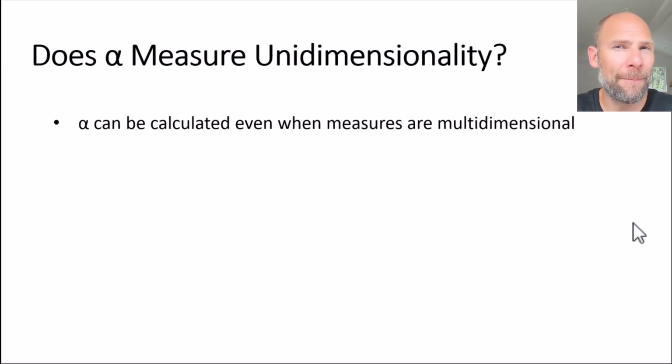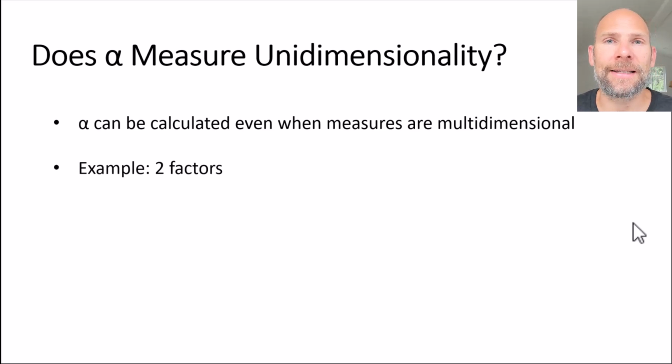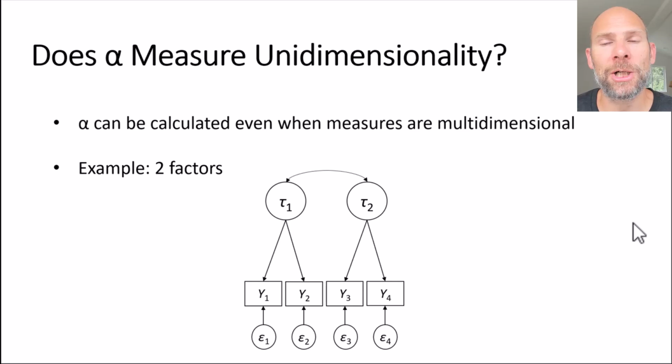To understand that better, let's take a look at an example where we have 2 factors, meaning a multidimensional structure such that we need 2 factors or 2 true score variables, one for y1 and y2 and one for y3 and y4. Of course, this is a different data example because for the previous data example, we saw that a single factor model fit the data well and 2 factors would not be needed. However, for the second example, I chose a data set where 2 factors are needed.